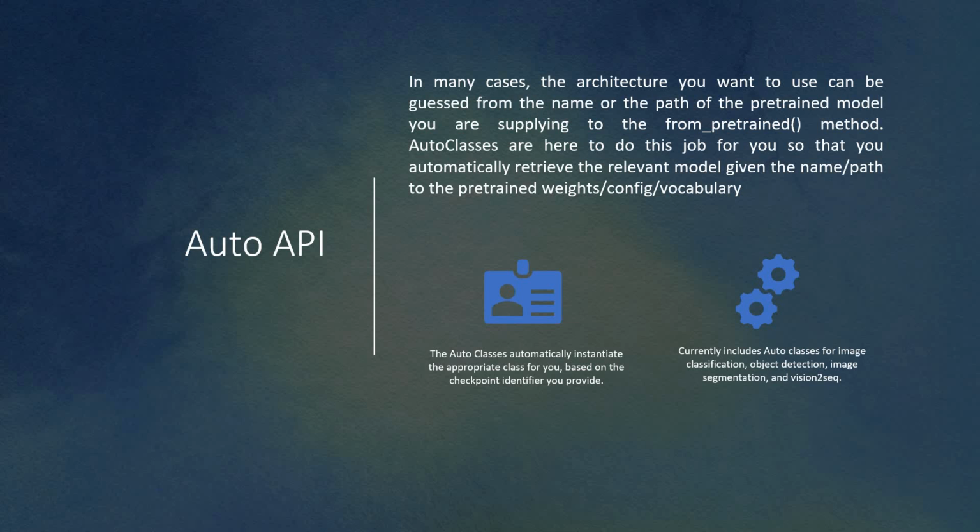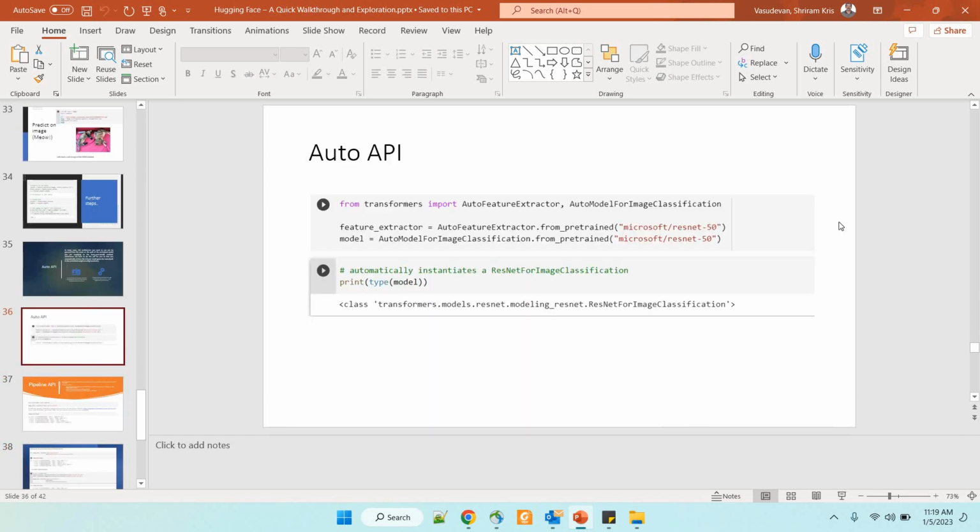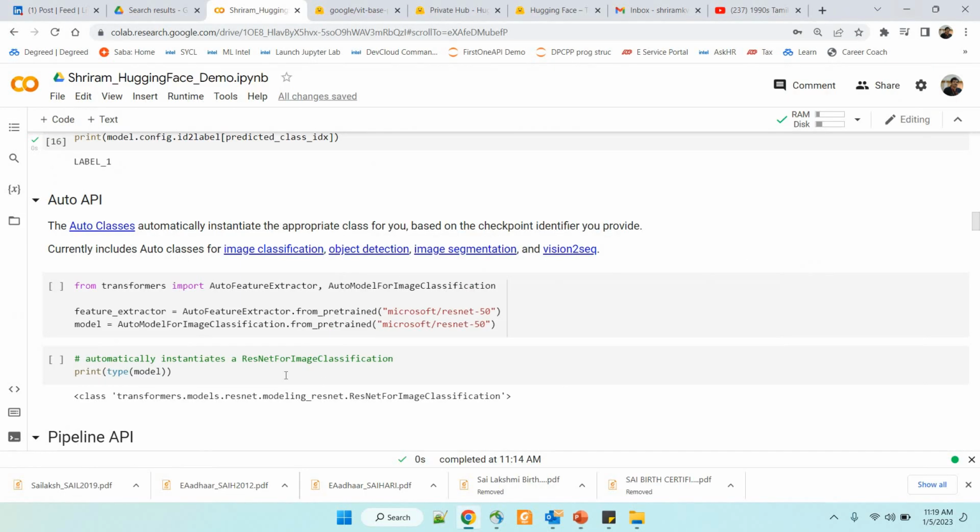The auto classes automatically instantiate the appropriate class for you based on the checkpoint identifier that you provide. Right? It has support for image classification, object detection, image segmentation. All these are supported very clearly. It's very easy for you to use. So, the step is what we are going to see right now.